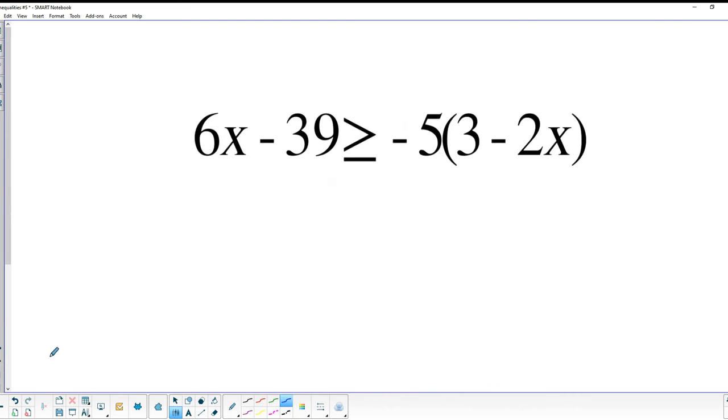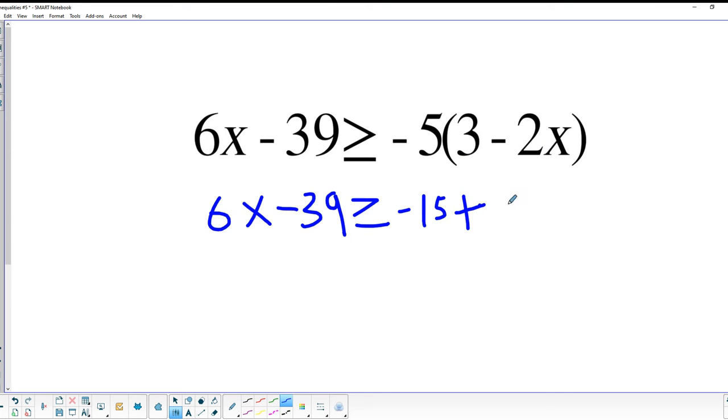All right. Here's one where we actually have a set of parentheses that we need to deal with. So let's write down the whole thing after we get rid of the parentheses using the distributive property. Negative 5 times 3 is negative 15. And negative 5 times negative 2 is positive 10x.